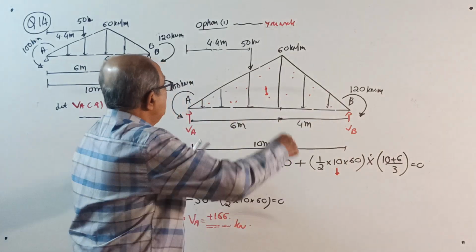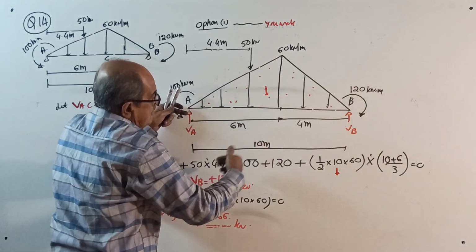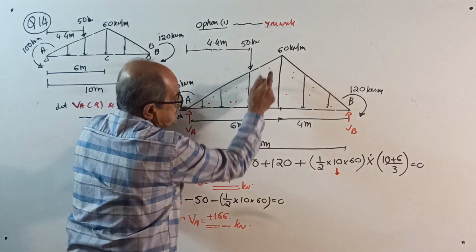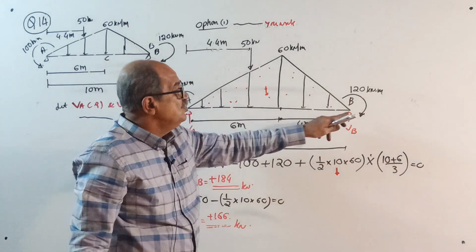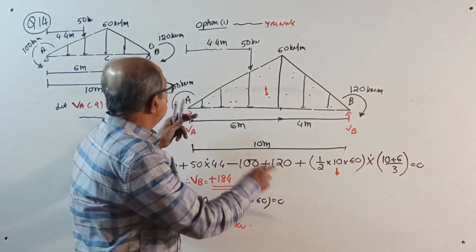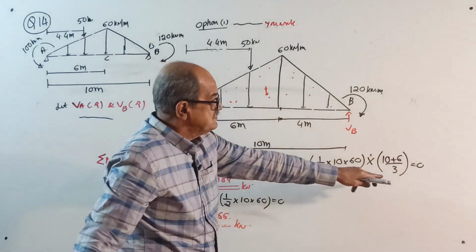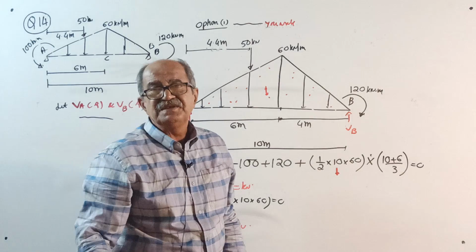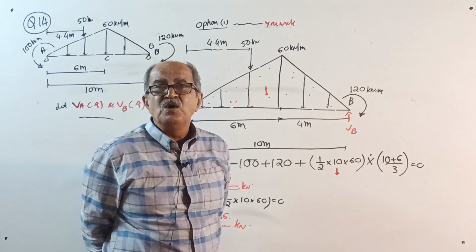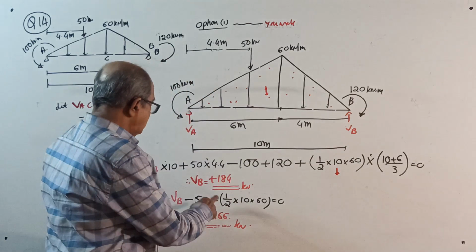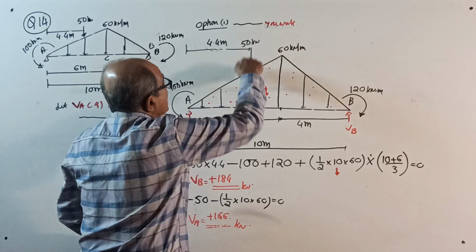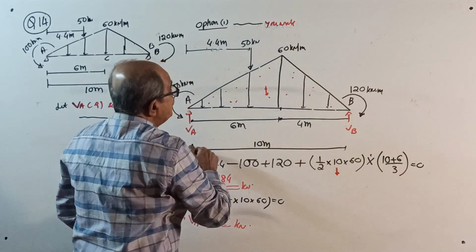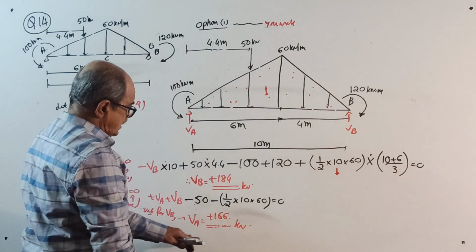Now lastly, clockwise, plus half into 10 into 60, right here. This is the total load for the entire UVL from A to B, into the distance I just now explained. Already in the previous question I told, more than 30 times I told: get VB, then sigma V equals 0, VA plus VB minus 50 minus half into 10 into 60 equal to 0, you get VA.